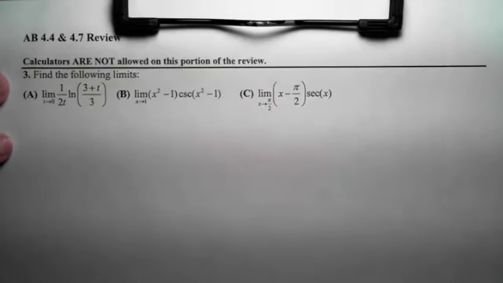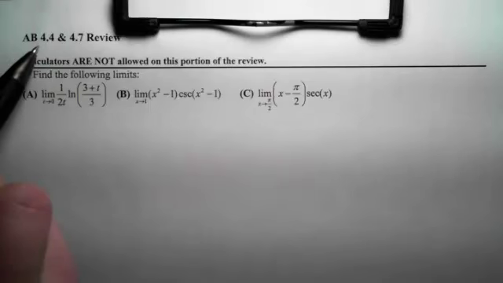This is the 4.4 and 4.7 review. Calculators still are not allowed, and this is number 3, where again we are computing limits. So chances are good that because we're computing limits and we're dealing with section 4.4, this will be L'Hopital's or some sort of indeterminate form.